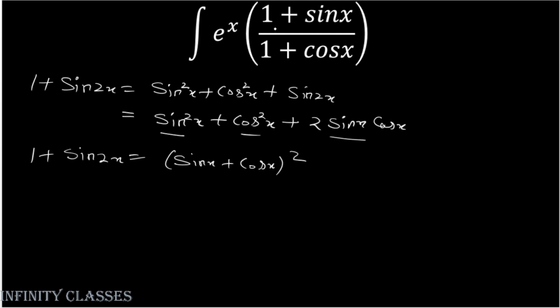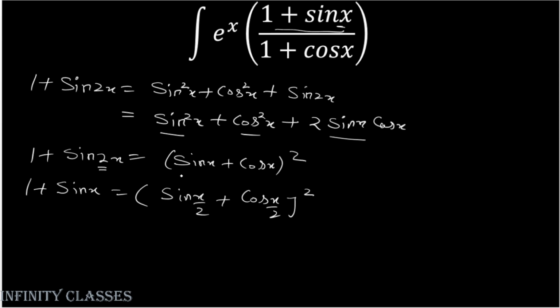In this case also we have 1 plus sin x, but the only difference is that the 2 is missing. So we will convert this: 1 plus sin x equals (sin x by 2 plus cos x by 2) whole square. Why this? Because here there is 2 and half of 2 is 1; in the same case here it is 1, so half of 1 is a half and a half. So in place of 1 plus sin x we will use this. We will replace 1 plus sin x with (sin x by 2 plus cos x by 2) whole square. I hope it's clear.